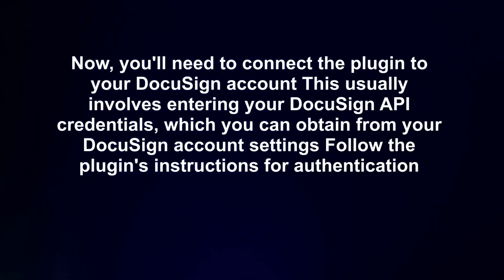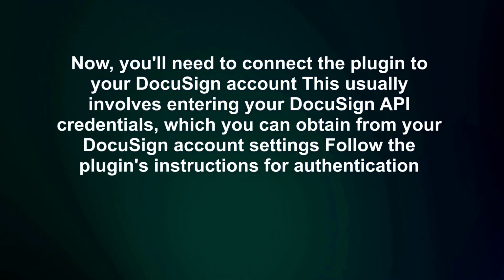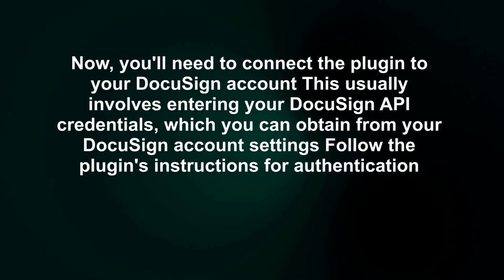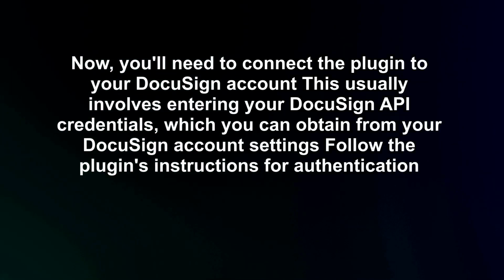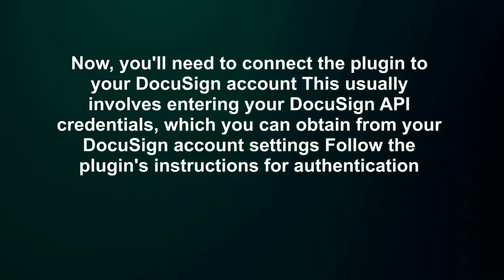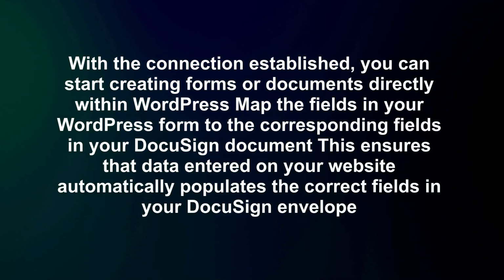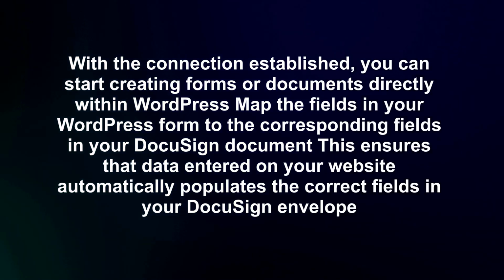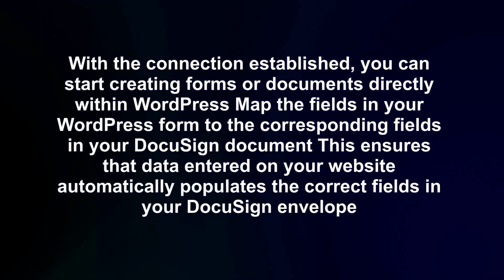Now, you'll need to connect the plugin to your Docusign account. This usually involves entering your Docusign API credentials, which you can obtain from your Docusign account settings. Follow the plugin's instructions for authentication. With the connection established, you can start creating forms or documents directly within WordPress.